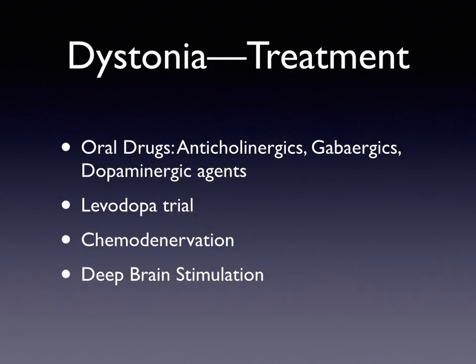The treatment first, we always start with medications. Anticholinergics such as trihexyphenidyl may be effective. They do have side effects of cognitive dysfunction in older patients. GABAergic medications such as baclofen may also be effective. And then in patients who have levodopa responsive dystonia, levodopa is also effective. If the drugs are not adequate, then we usually try Botox, especially if it's a focal dystonia. If it's more generalized, these patients may qualify for deep brain stimulation. Deep brain stimulation really has three main diseases for treatment: Parkinson's disease, essential tremor, which we'll talk about later, and then dystonia.